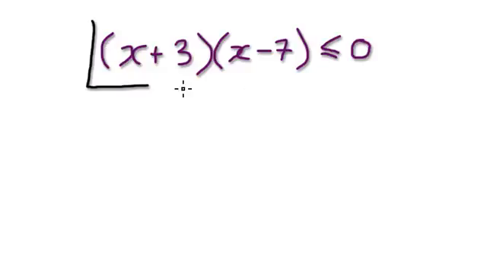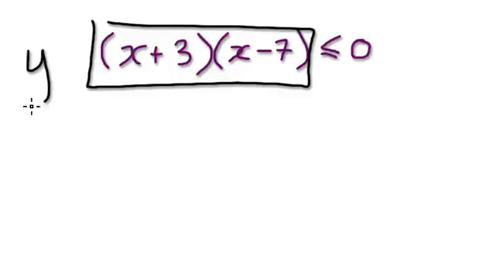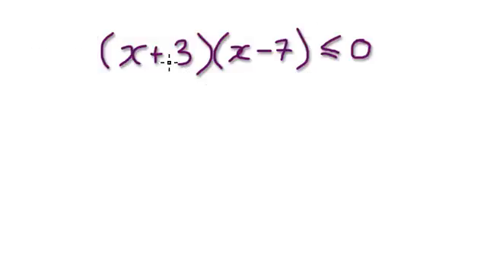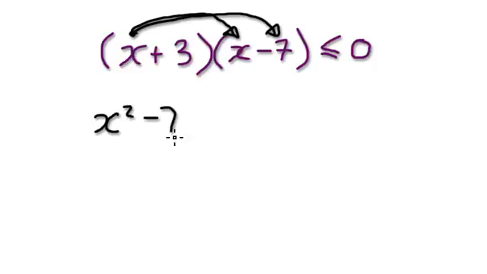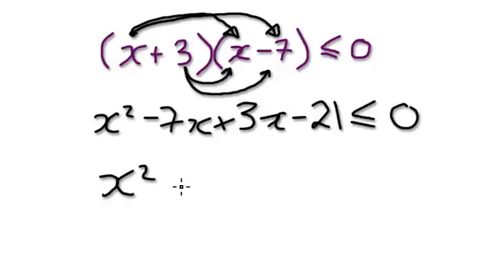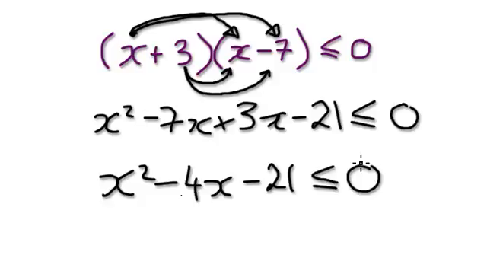Okay, so first try to draw a graph of this. Try to draw a graph of y equals this thing here, and then you get a sense of what's going on. So here, try to multiply out the brackets. So this will be x squared minus 7x, and then this times this here. So this will be plus 3x, and then minus 21 less than or equal to 0. So this becomes x squared minus 4x minus 21 less than or equal to 0.